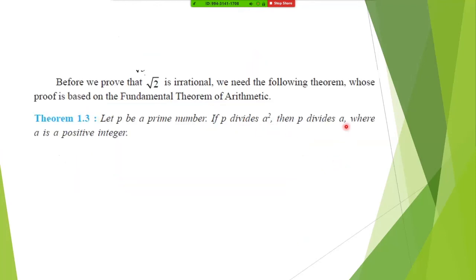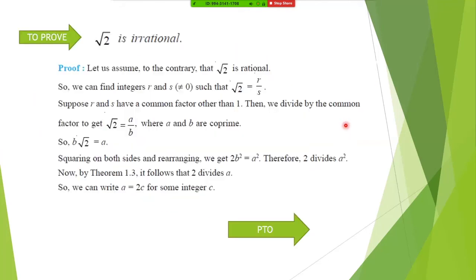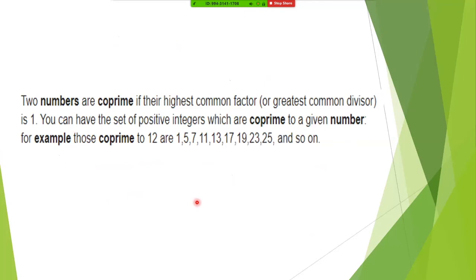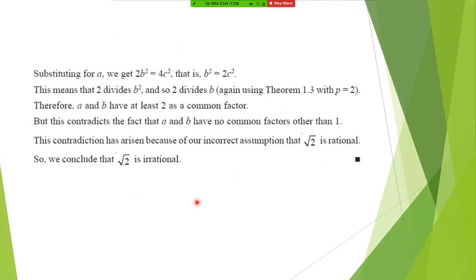Just like the previous one we did, if 2 divides A square, then 2 has to divide A. The same thing we are utilizing here. Since 2 divides A square, 2 has to divide A. That means A can be written as a multiple of 2, so A can be written as 2C for any integer C. So here you can write 2B square is equal to 4C square. This is exactly from the example itself.